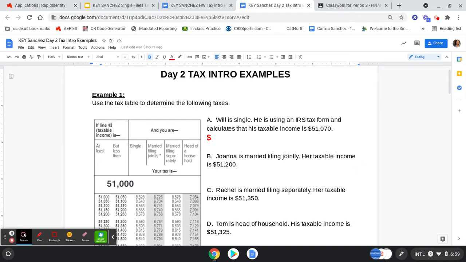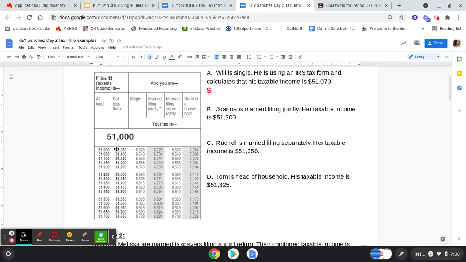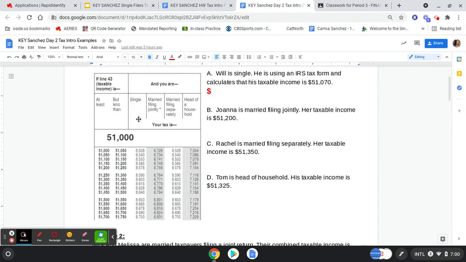Who's ready? Okay, Will is single. He's using an IRS tax form and calculates his taxable income at 51,070. So here's our 51,000 table. So we go down and find the 070. Notice it's going to be here in about the second row, in between 51,050 and 51,100. So we're in the second row and it says that he is single, so we're going to be looking here in this single column. Following across the second row, single column, I'm seeing a taxable amount of 8540. Do you see it there? Are you going to be able to find that?